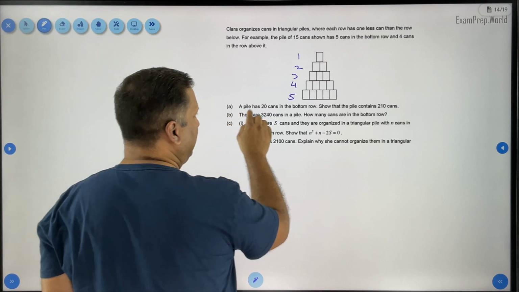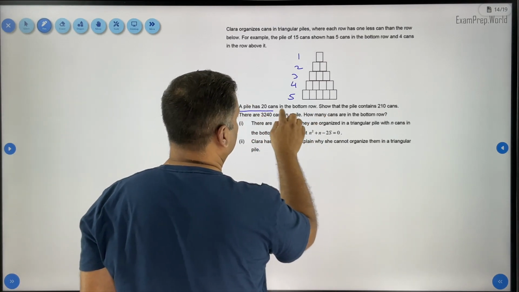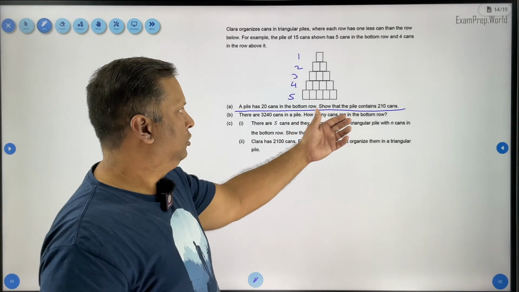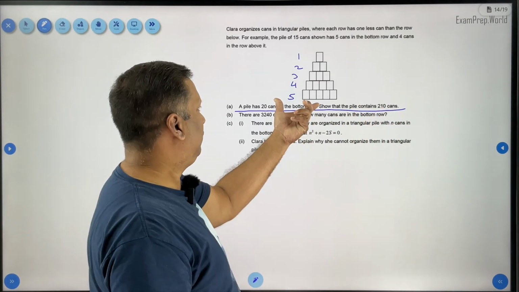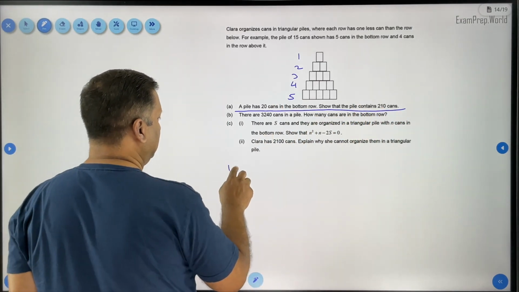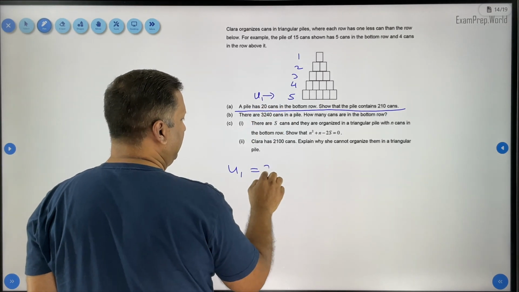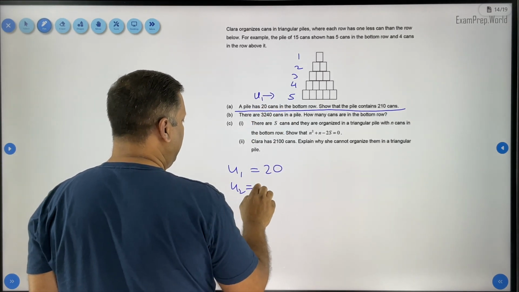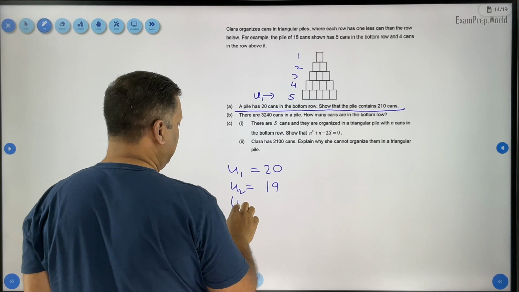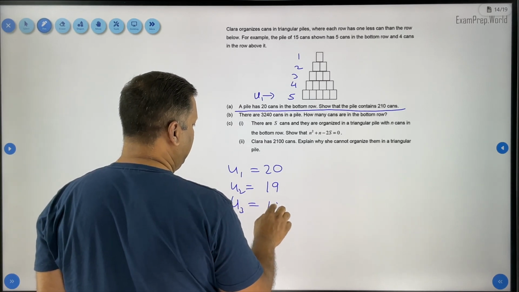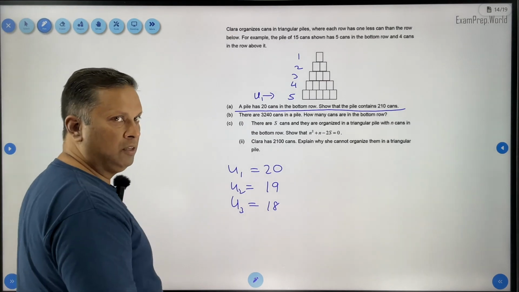A pile has 20 cans in the bottom row. Show that the pile contains 210. Bottom row 20 means U1. This is for us U1. So if it is 20, that means 20 cans are there. U2 will be 1 less, 19. U3 will be 18. So every time 1 can is being reduced.